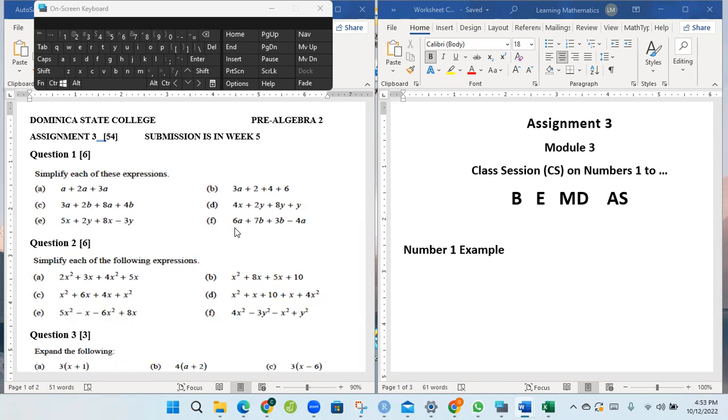So if you see an equal sign, then you have an equation. If you have an equation, you imply an equal sign. But this is an expression. No equal sign. It's expressing something. A plus 2A plus 3.